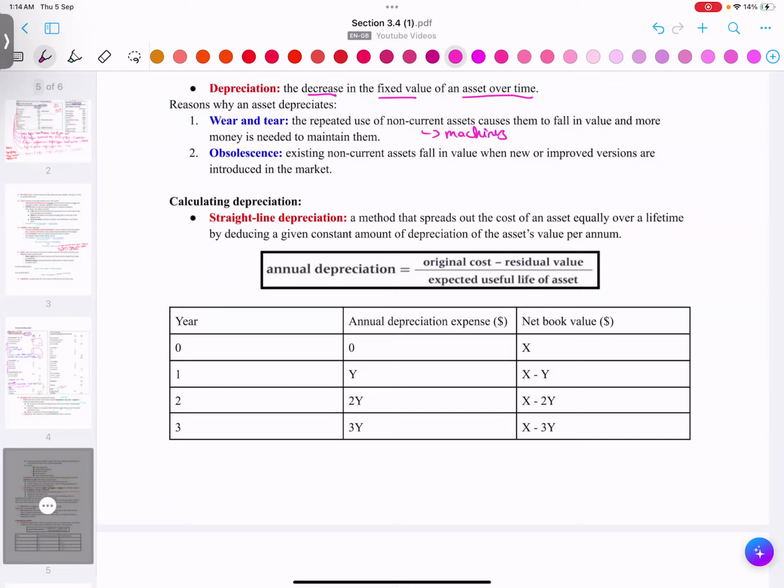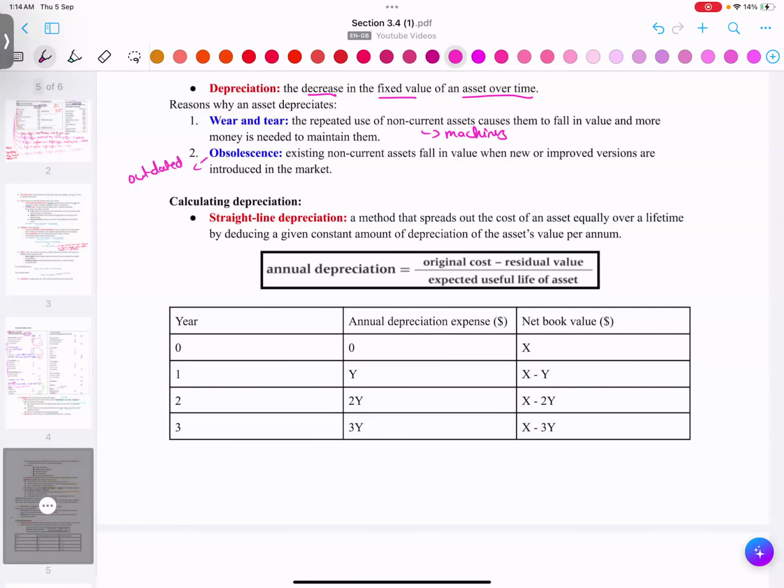The second reason is obsolescence, meaning that existing non-current assets fall in value when there are new and improved versions. For example, let's say there's a new machinery that produces more output in a smaller amount of time, right? Or improved versions are introduced in the market. Okay, so the one you're using is too slow relative to your competitors, and it's not as useful, and it's just outdated at that point. So obsolescence is another word for outdated.